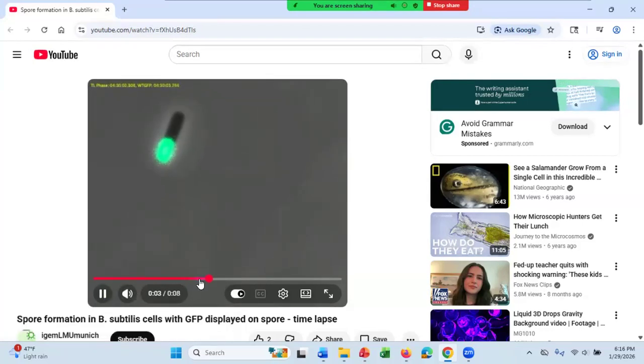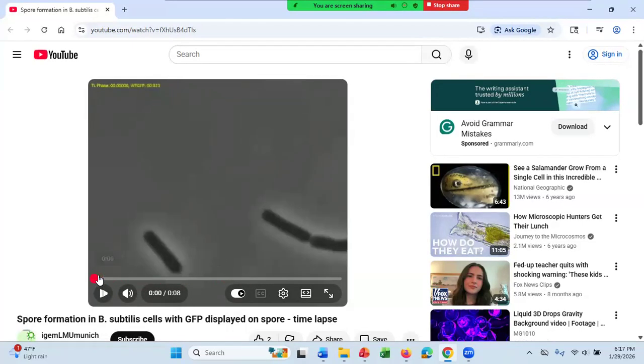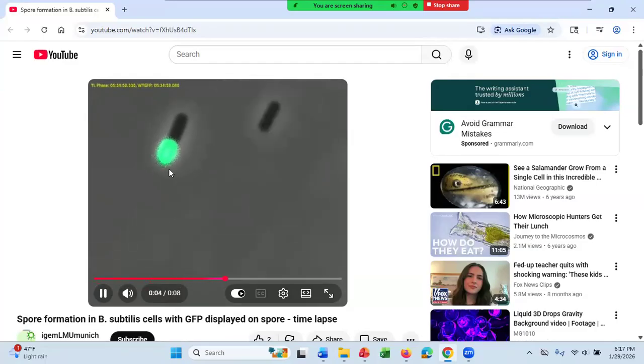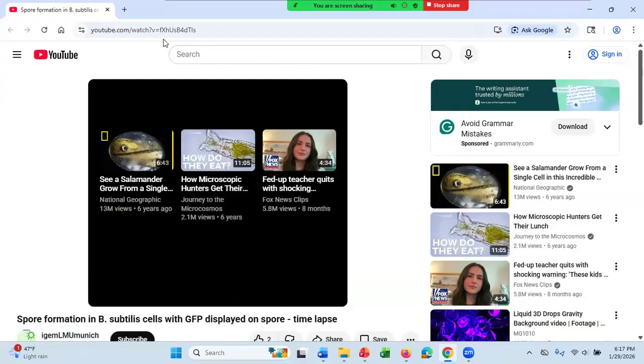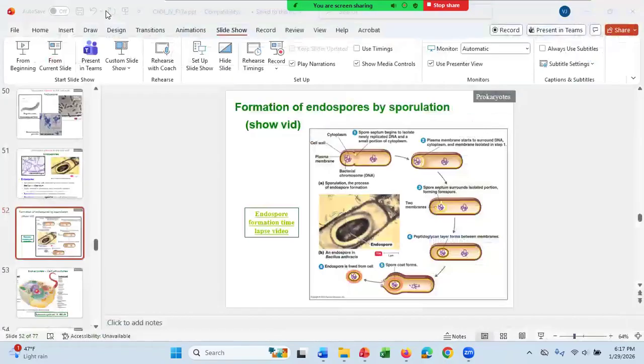So let's start at the very beginning again. There's a cell. It starts forming an endospore. All right. Any questions about any of that?